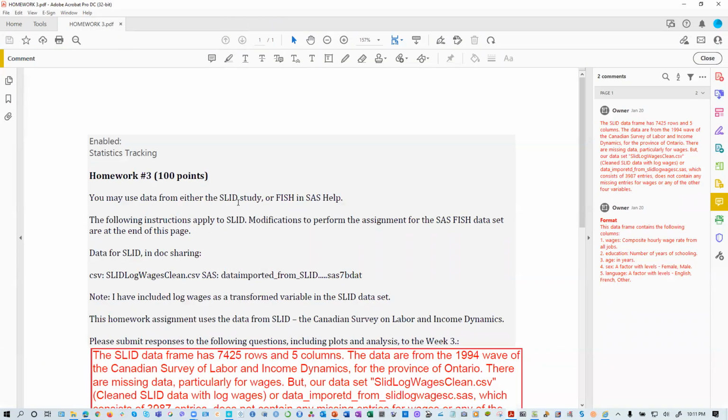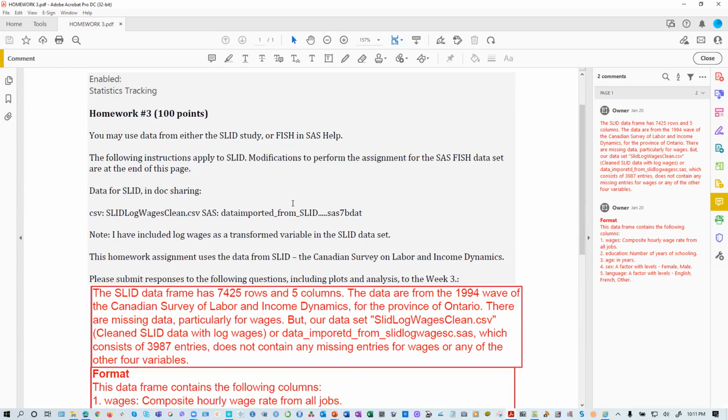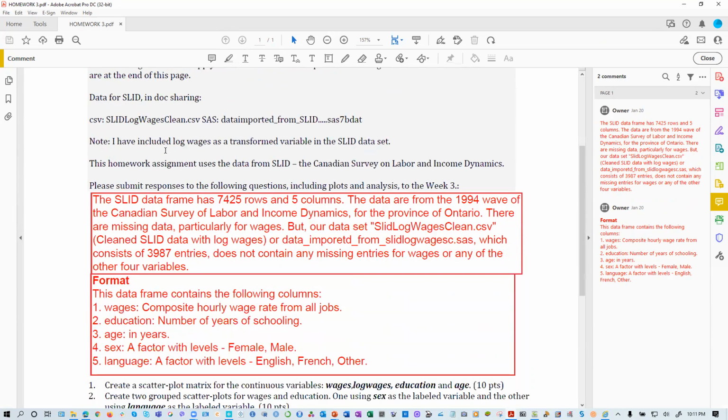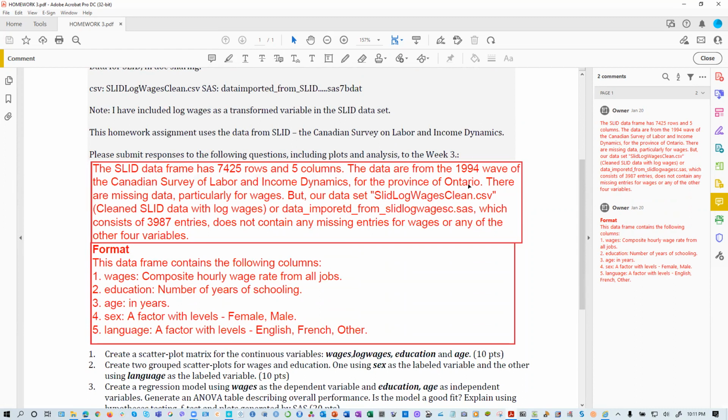You may use the data, either the SLID study data, following the instructions: SLID log wages clean. The SLID data has 7,425 rows and 5 columns. The data is from the 1994 wave of the Canadian Survey of Labour and Income Dynamics for the province of Ontario. There are data, particularly for wages, but they have been cleaned. Okay, these are clean data. That's why they say clean. We don't have to clean them, but our data set, slid_log_wages_clean.csv, is clean SLID data with log wages.